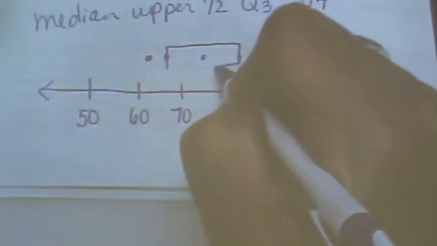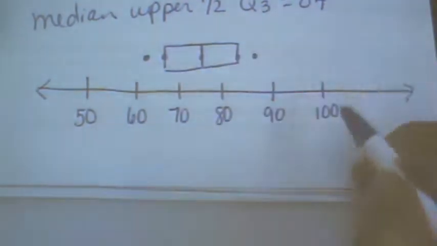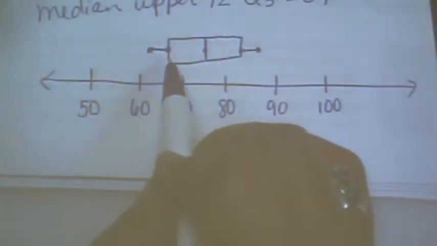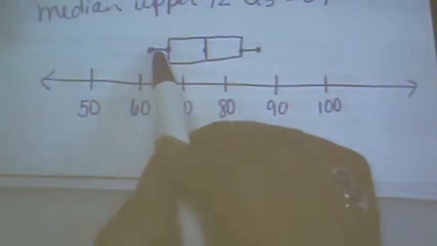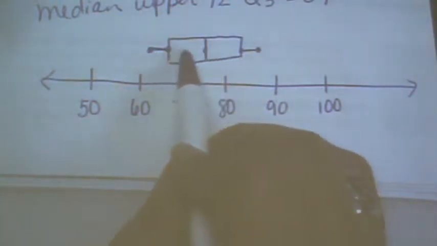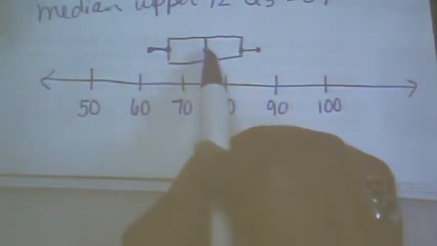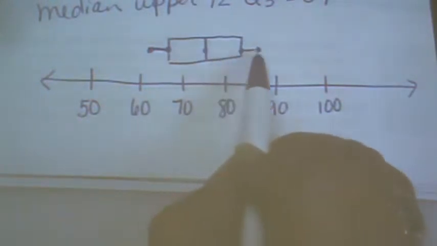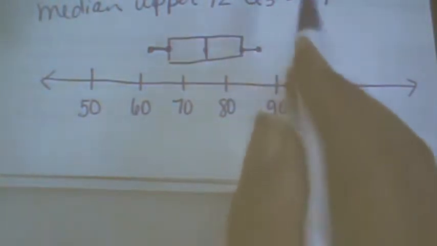Okay, so you're going to make a box with your 3 quartiles, just like that, and then these are called your whiskers. What you have here is 4 regions. This is the first 25% of your data. This is the second 25%. This is the third 25%, and this is the last 25%.